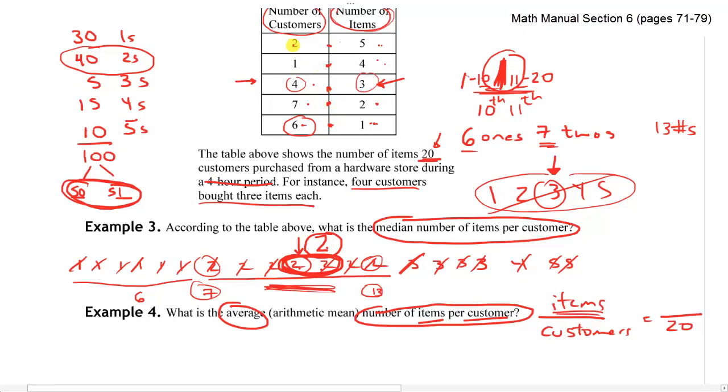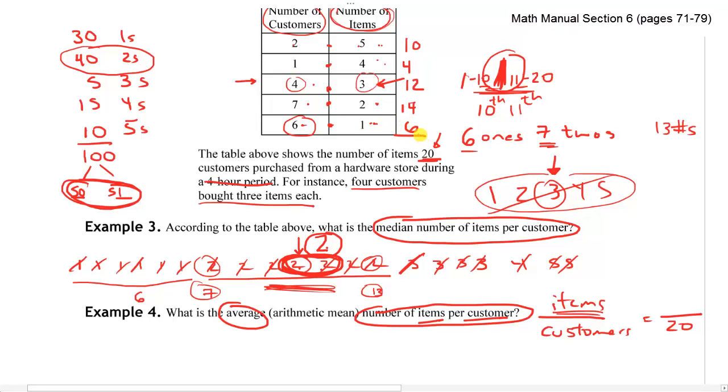If 2 customers bought 5 items each, that's 10 items total. 1 customer bought 4 items, that's 4. 4 customers bought 3 items, that's 12 items. 7 customers bought 2 items, that's 14. And 6 customers bought 1 item each, that's 6.